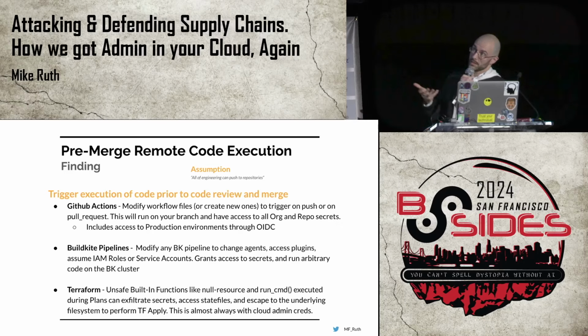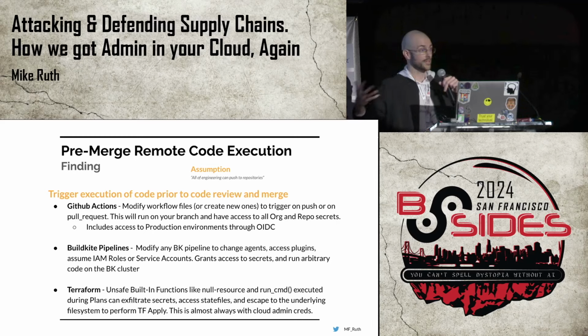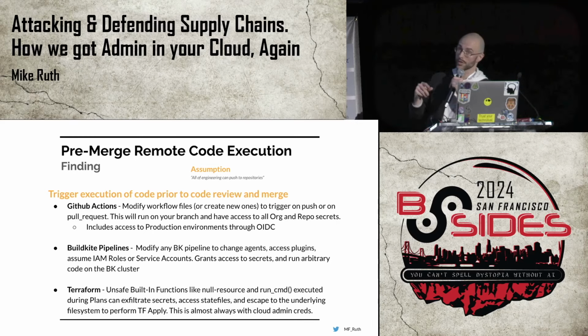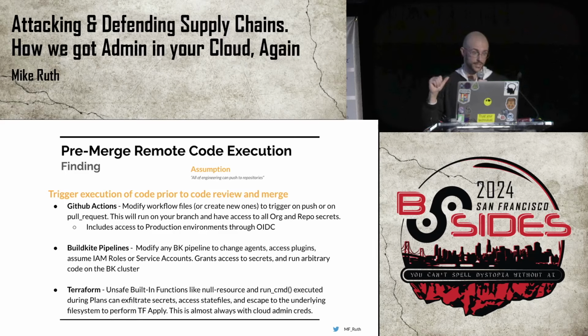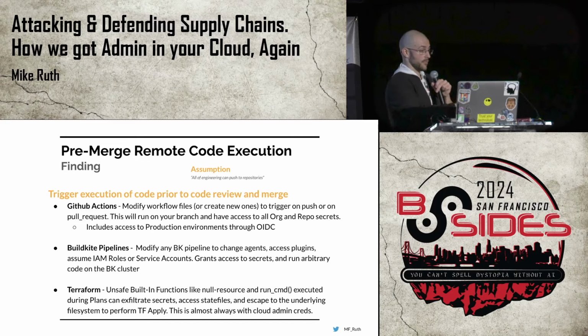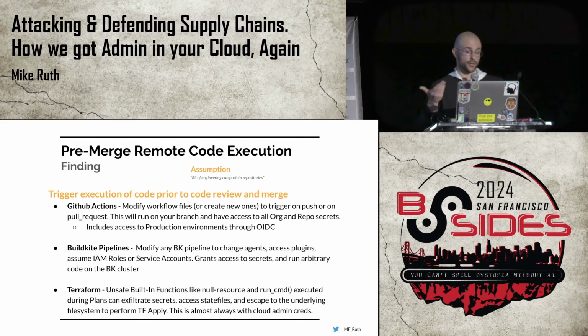So what does this mean? This means that instead of needing to create your own repositories and make those connections, so long as you have the ability to push PRs to any other repository that exists, you can do all of the things that we just looked at, and then a couple of other things too. So GitHub Actions, you can modify existing workflow files in an existing repository or create new ones and then trigger on push all of the attacks.